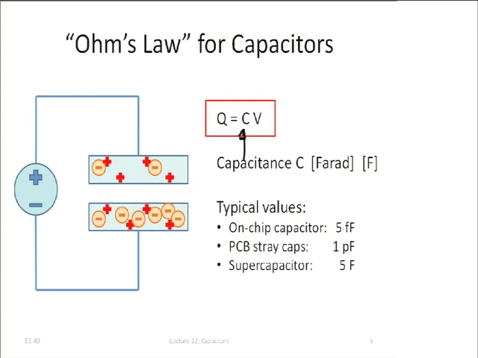So there are some very small capacitors. There are femtofarad. What's femto? Yeah, 10 to the minus 15. That's how tiny it is.